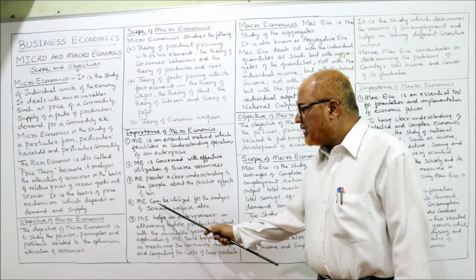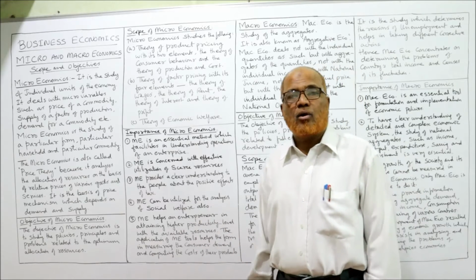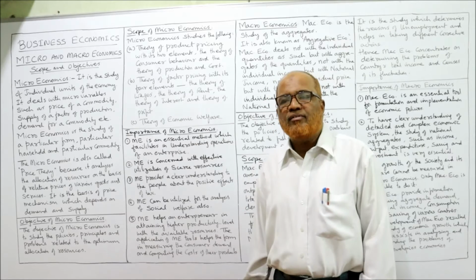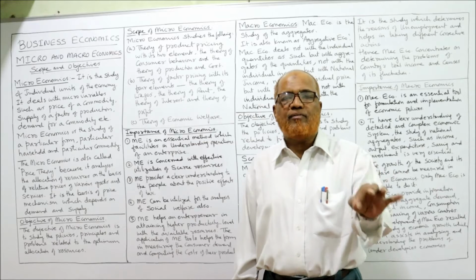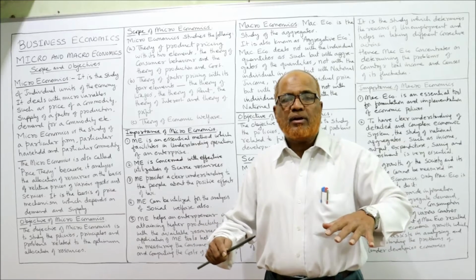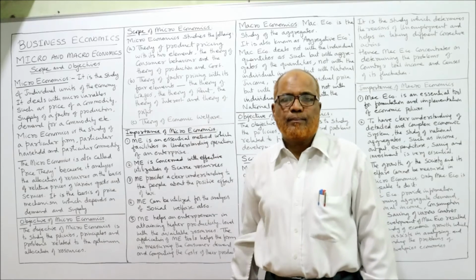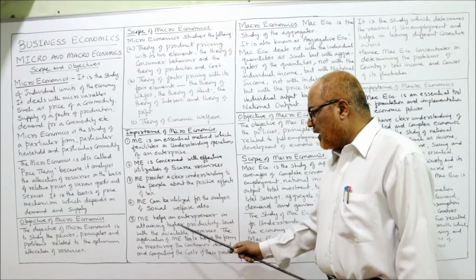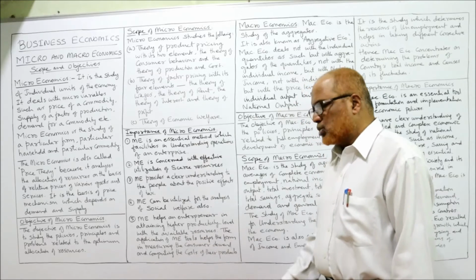Next comes microeconomics can be utilized for analysis of social welfare also. Just now I told you, an organization cannot survive for long if it considers only economic value. Apart from economic value, the firm should provide welfare to the society. Next comes microeconomics helps an entrepreneur in attaining higher productivity level with the available resources.